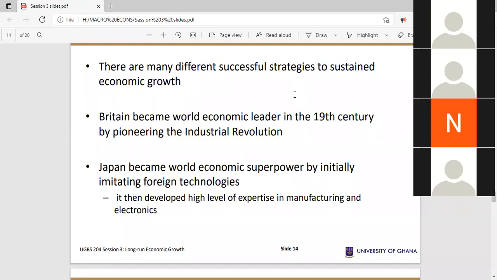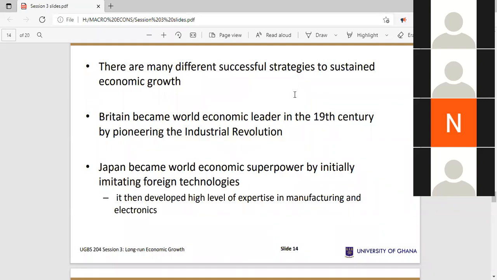Okay, so we can take Great Britain. Great Britain saw the Industrial Revolution. When we say Industrial Revolution, basically we are saying that it was the era when industries tried to employ more technology in their dealings. When Britain started using more technological tools to work, their GDP grew. And this is what Japan also did. Japan became the world economic superpower by initially imitating foreign technologies. The technologies people had already developed, they improved on it to grow their economy.